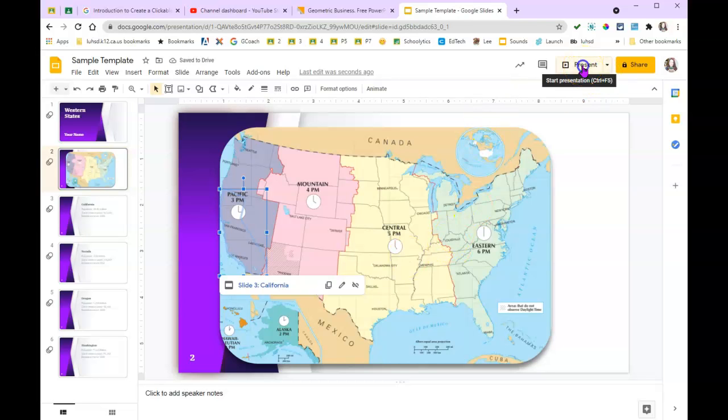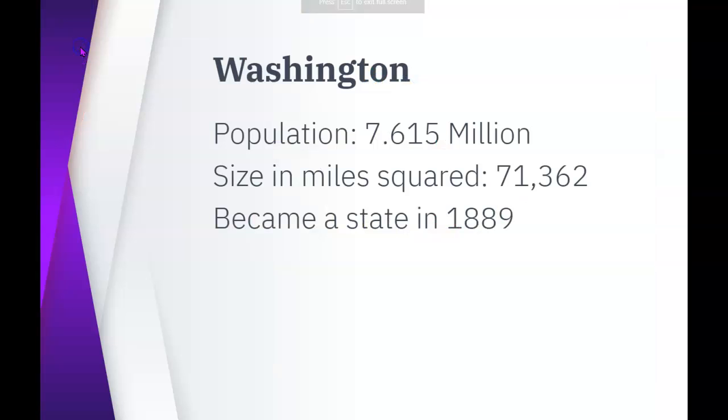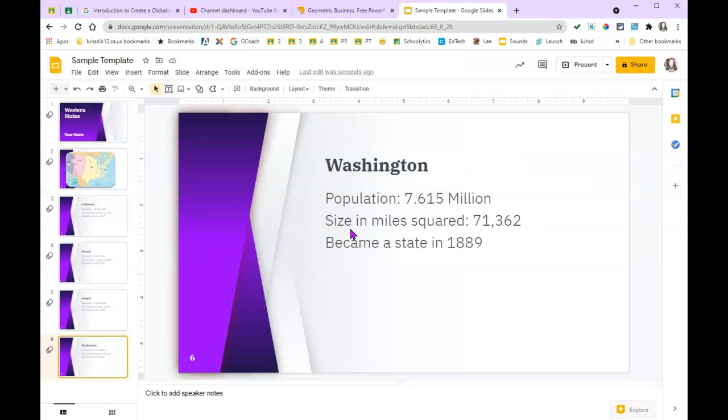I'm going to click the present button. When I click on the state of Washington, it goes right to Washington. But I need to be able to get back to that map. So in order to get back to that map, we need to make a button on here that says go back to the map. Okay. Here's how we're going to do it.